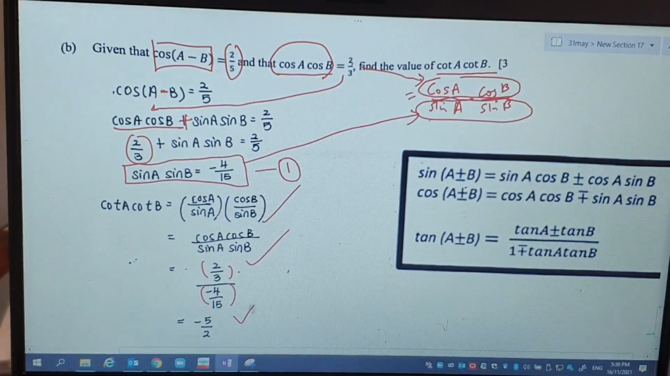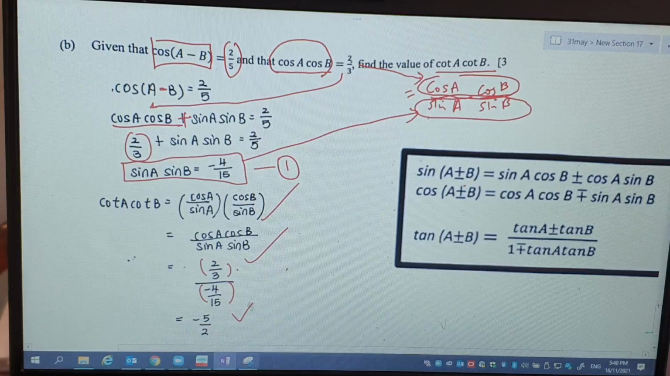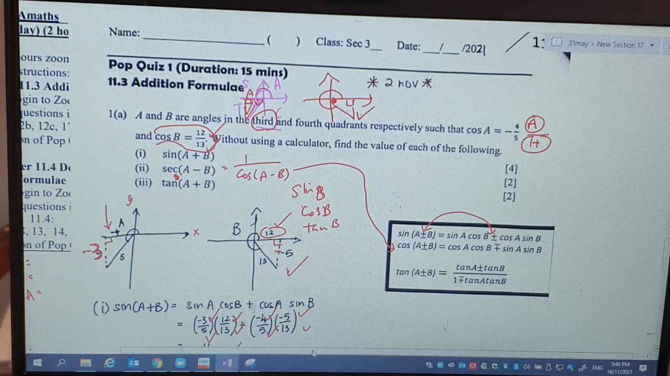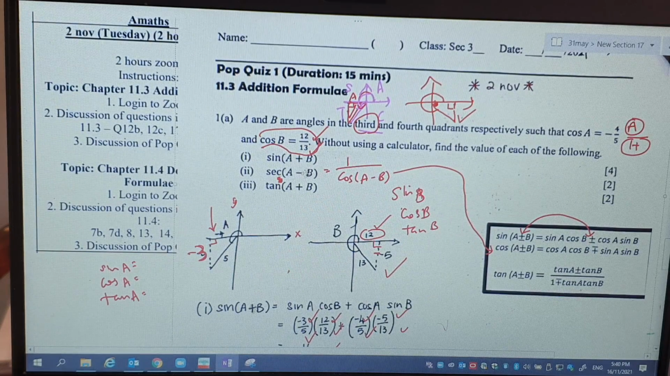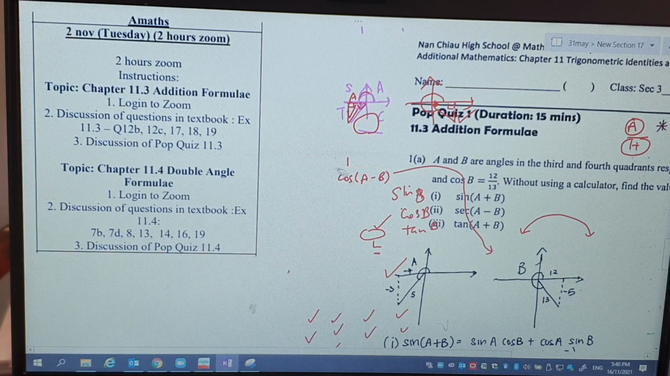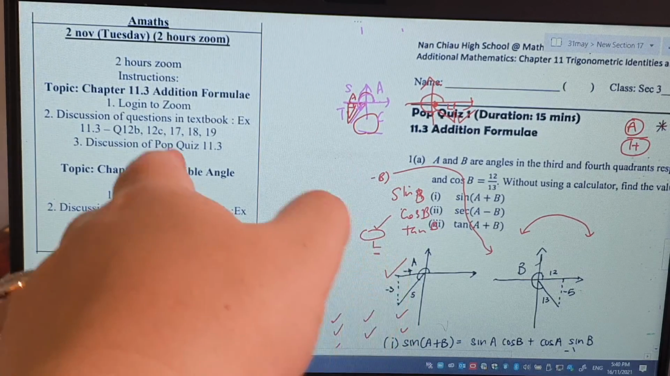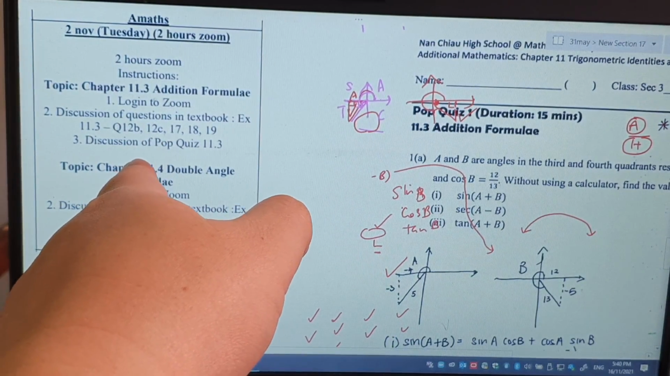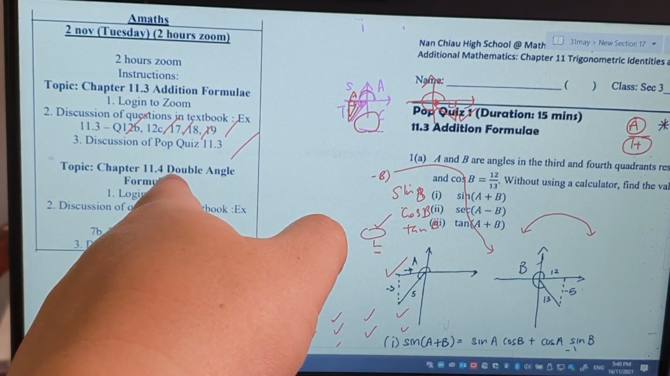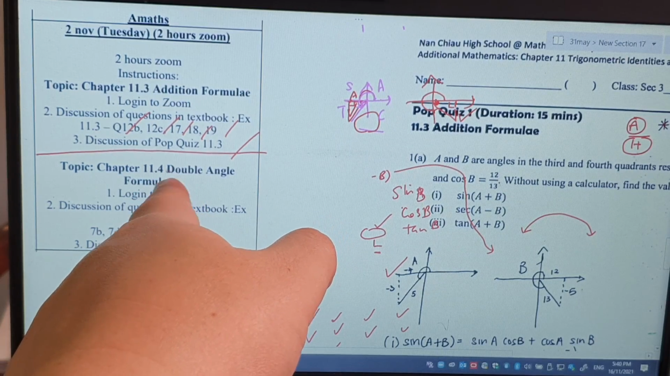Now, we will end the video here today. Next lesson, I will go through double angle. Let me show you. Double angle is very commonly tested in the examinations. Actually more commonly tested than your addition formula. Now we have finished all this already. Very good. Finish this. Tomorrow we will go through this.